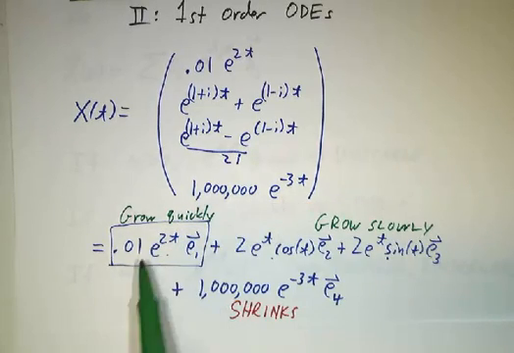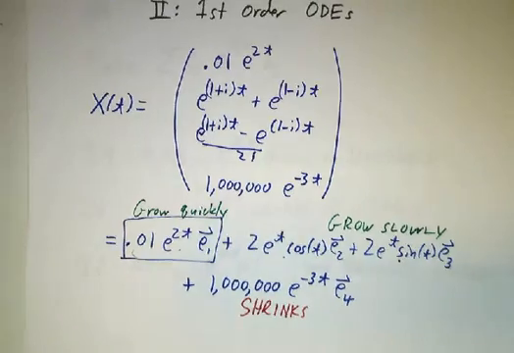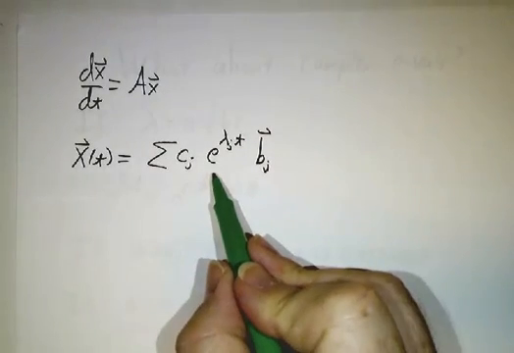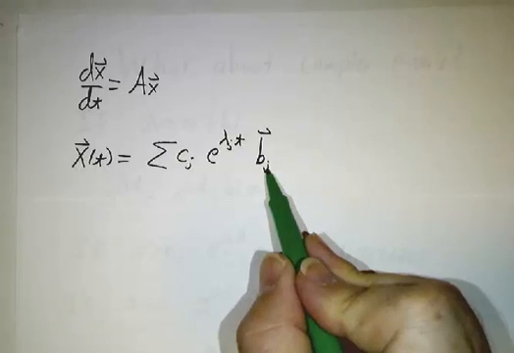So in the long run, this term is going to be the biggest term, and eventually the vector is going to be pointing more or less in the e1 direction and is going to be growing like e to the 2t. So in general, when you've got a system of ordinary differential equations, dx/dt equals a matrix times x, we know that the solution is a linear combination of terms where the terms are e to the eigenvalue times t times the eigenvector.